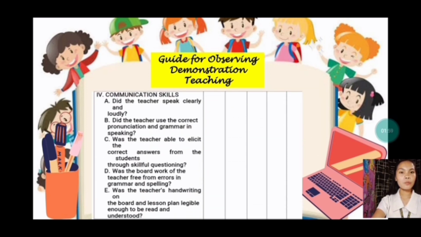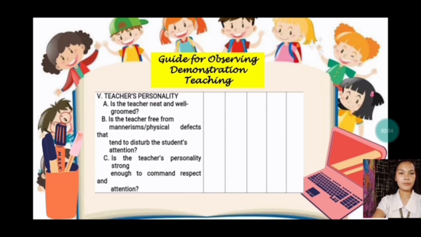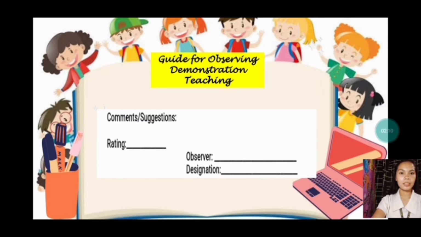Then the fourth one is the communication skills. Then the fifth one is the teacher's personality when she or he was teaching. Then last part is the comments or the suggestions of the demonstrator or the observer.